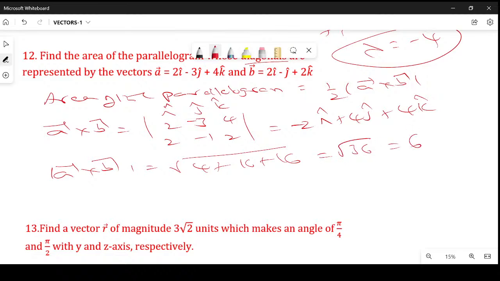Therefore, I can write the area of the parallelogram is equal to mod a bar cross b bar by 2. I got mod a bar cross b bar by 2, the area of the parallelogram.